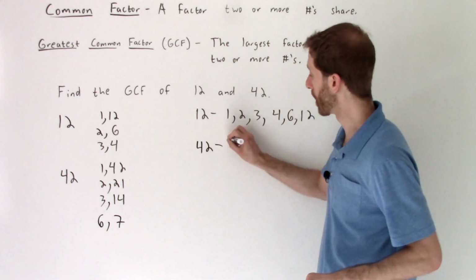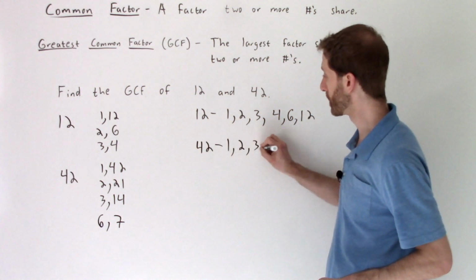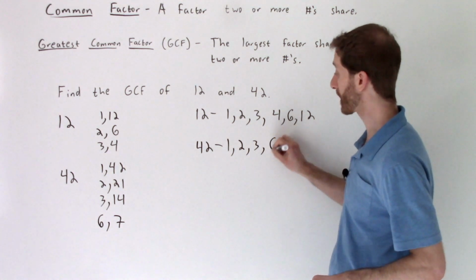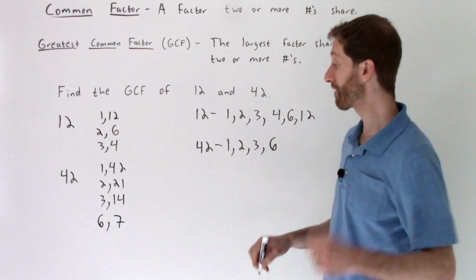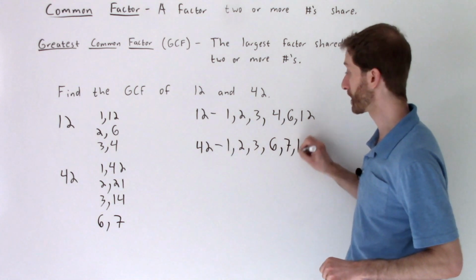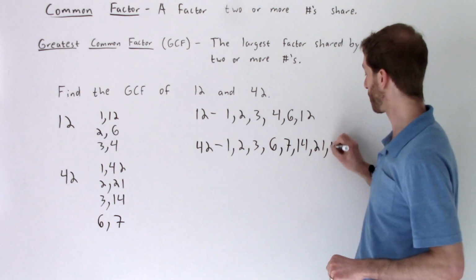So I'm going to list out the factors of 42. We've got 1, 2, 3, not 4, but the next number 6. I'm just going up this list here. 7, 14, 21, and 42.